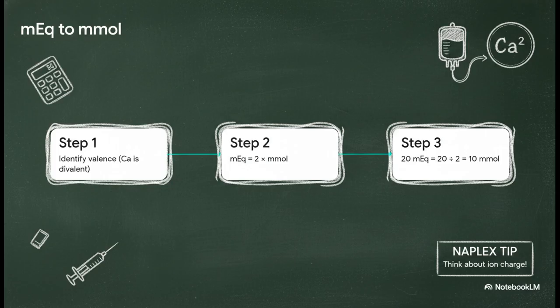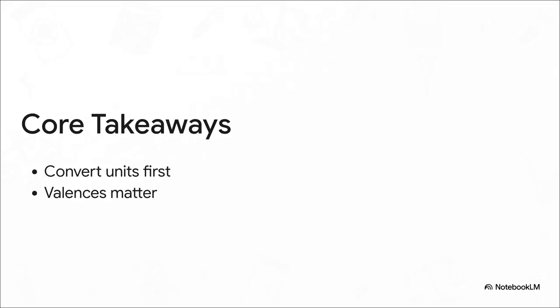Always think about the charge of the ion. So your big takeaway for this section is this. Always convert your units before starting the main calculation. It's the easiest way to avoid common exam traps. Convert your micrograms to milligrams, your milliliters to liters, and your pounds to kilograms, remembering to divide those pounds by 2.2. If you try to run dimensional analysis without converting your units first, you're practically guaranteed to pick a distractor answer.